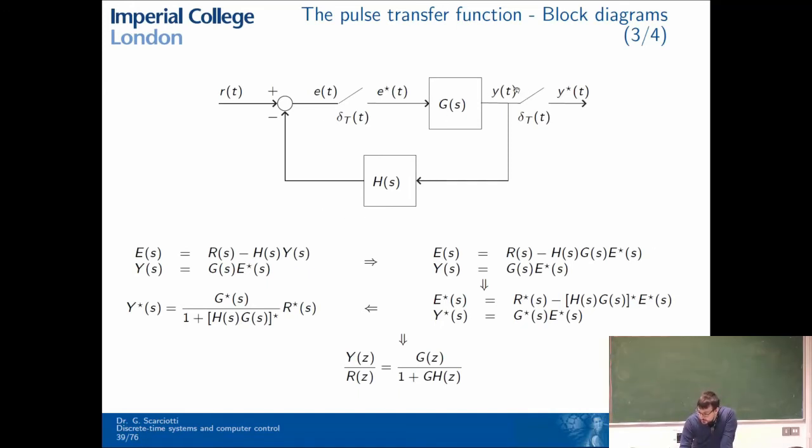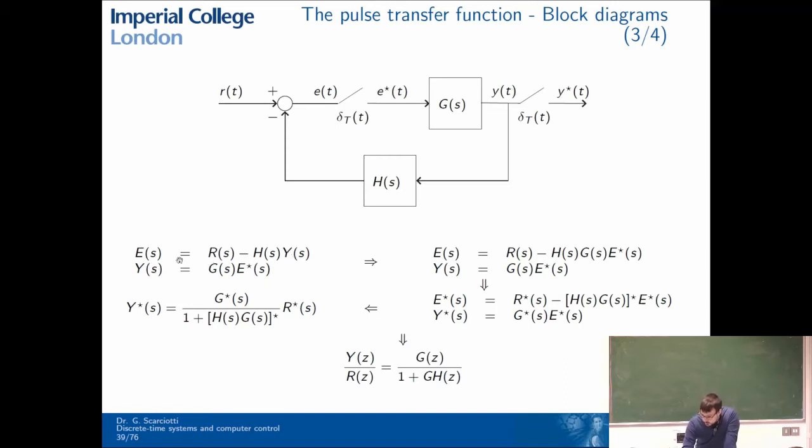So we want to write the transfer function between y and r. We start to write the relation between y of s and e star of s. So y of s is equal to g of s times e star of s. Then we want to write the relation between e of s and y of s. So e of s is equal to r of s minus h times y of s. So we get these two expressions.